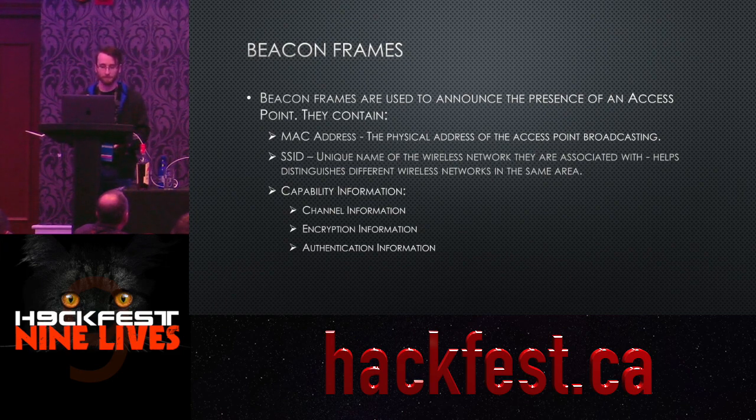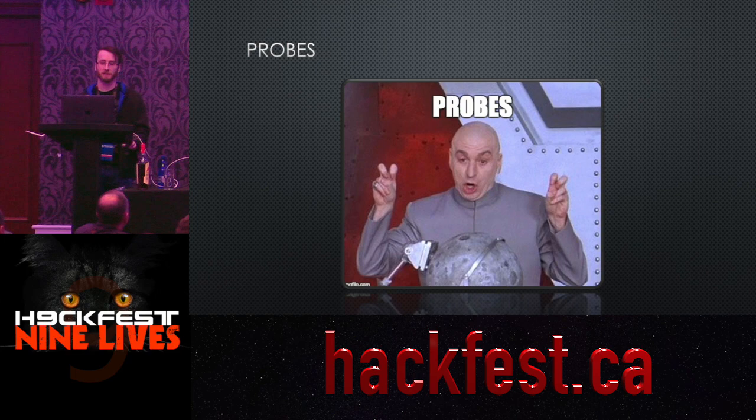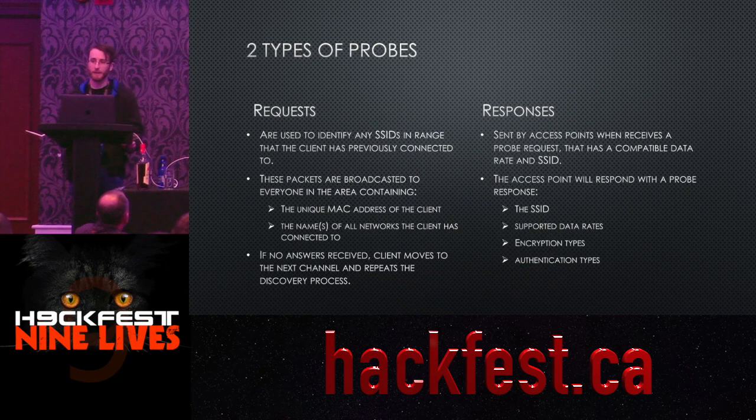This information is very good for us when we're fingerprinting, trying to understand what type of attacks we want to proceed with. So the next set of frames are probes. There are 2 types of probes we often look for. First one is requests. Probe requests are sent by clients to look for any SSID in range that they've previously connected to. They send out these packets: hey, is X in the vicinity? My address is Y. They send out their own MAC address, as well as what they're looking for.